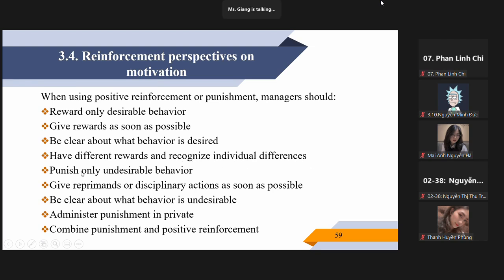And punish only undesirable behavior. Give reprimands or disciplinary actions as soon as possible. Be clear about what behavior is undesirable. Administer punishment in private, and combine punishment and positive reinforcement. So remember that when you give a reward or a punishment to anybody, be careful about the consequences of that behavior, because it can cause resentment among employees.